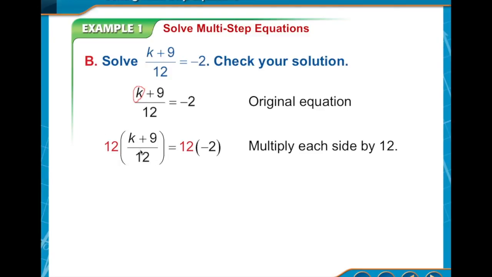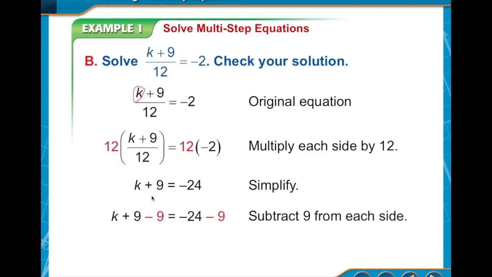The 12 here and here will cancel out. So we'll get just k plus 9. On the right side, we get 12 times a negative 2, which is a negative 24. So one step down, we need one more step to solve for our variable. So we have k plus 9. Some number plus 9 will equal negative 24. What's that some number? Well, if you can't tell, we need to do the opposite of addition to get rid of this 9. So we'll subtract 9 from both sides. And on the left, the 9's cancel out. We get just k. On the right side, we get negative 24. Take away 9 more, a negative 33.